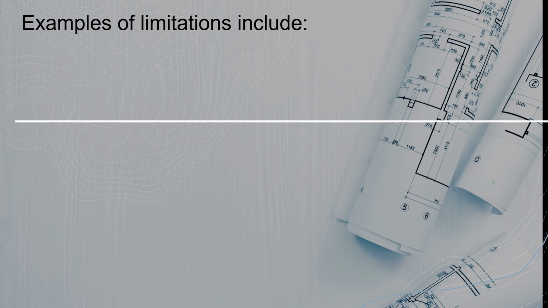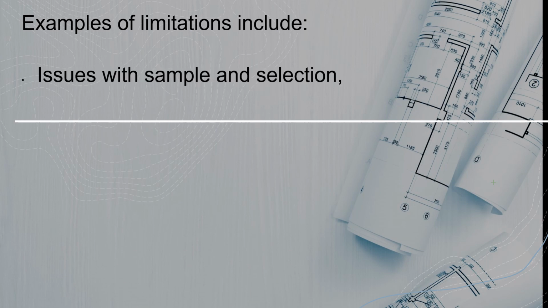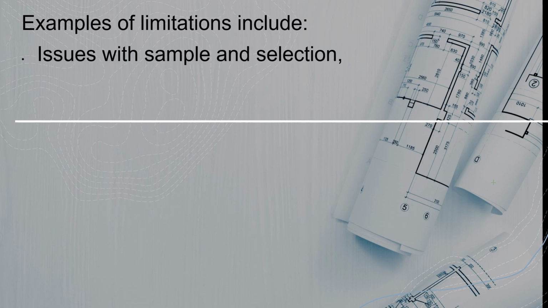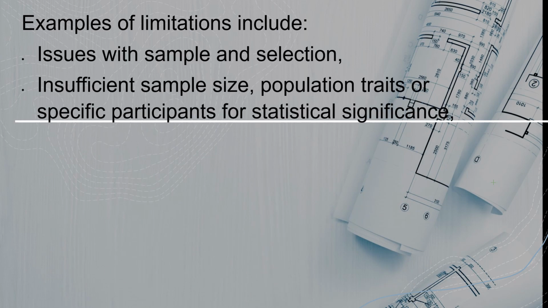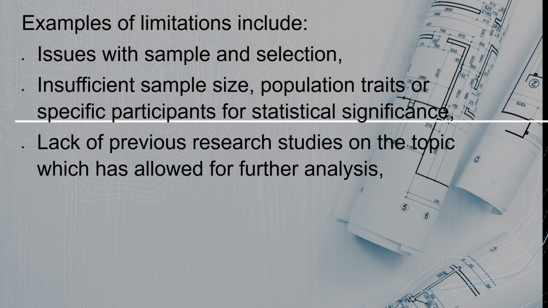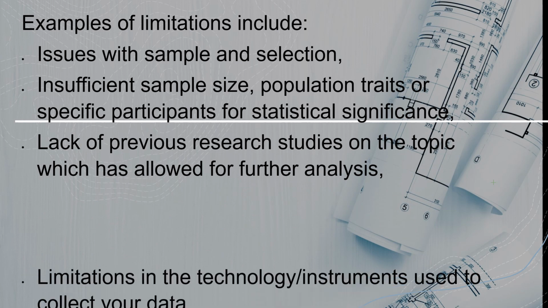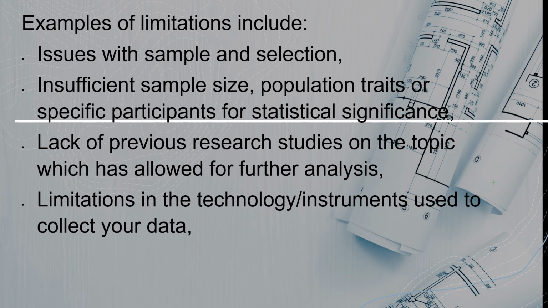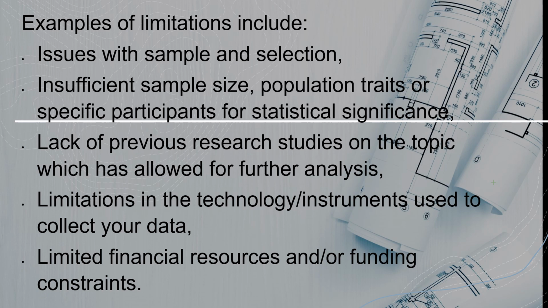Examples of limitations include issues with sample and selection, insufficient sample size, population traits, or specific participants for statistical significance, lack of previous research studies on the topic which has allowed for further analysis, limitations in the technology/instruments used to collect your data, limited financial resources and/or funding constraints.